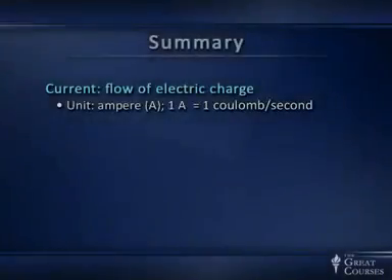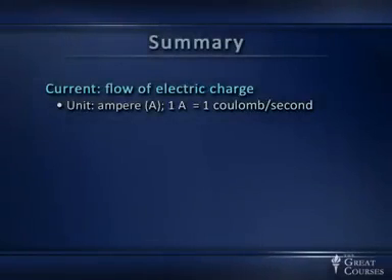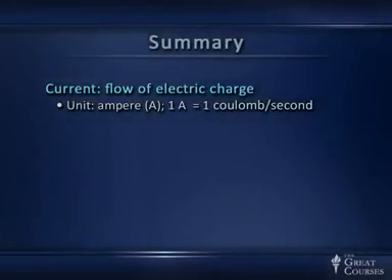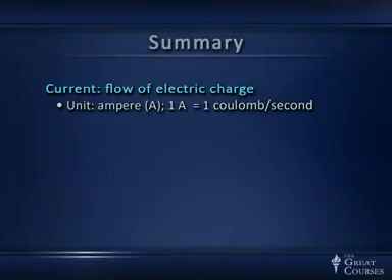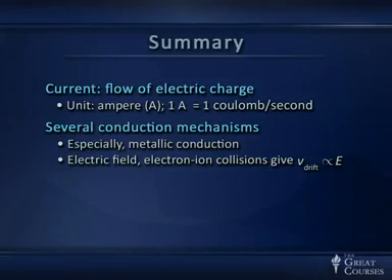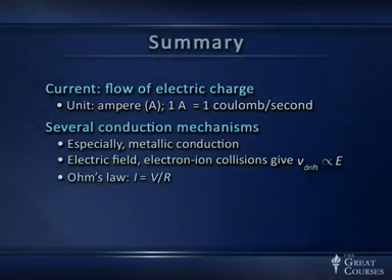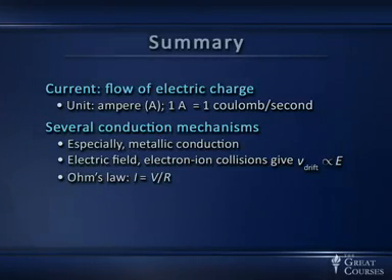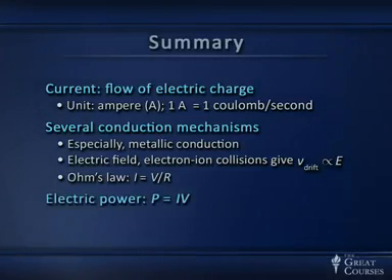Well, let's end by taking a look at what we've learned in Lecture 32. We've learned about electric current, the flow of electric charge, movement of electrons or other charges through electrical conductors. The unit is the ampere, equal to a coulomb per second. We've seen several conduction mechanisms, and most importantly, we looked at metallic conduction. The electric field and the electron-ion collisions give rise to a drift velocity proportional to the field. That leads us to Ohm's law that relates the current, the voltage, and the resistance of that particular piece of conductor. We've seen then that electric power is the product of current and voltage. And finally, we've looked at electrical safety.